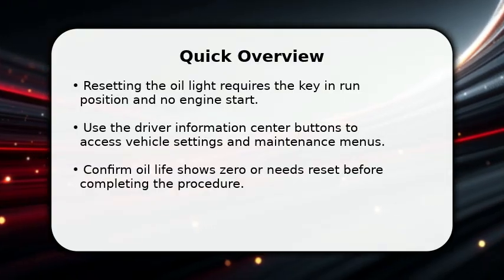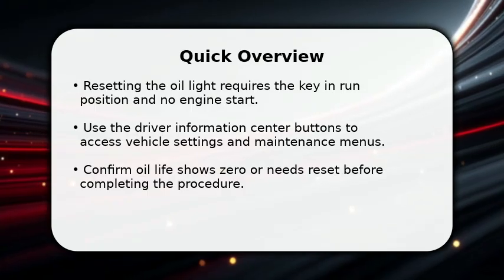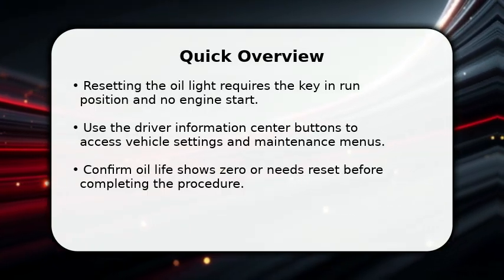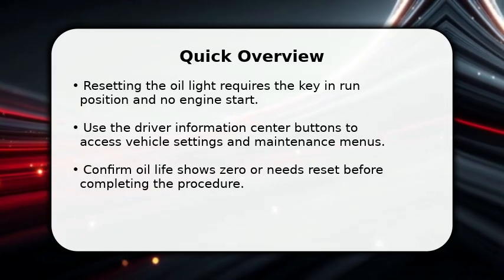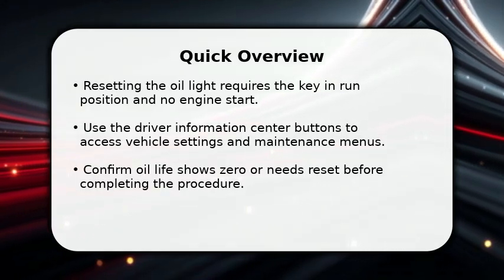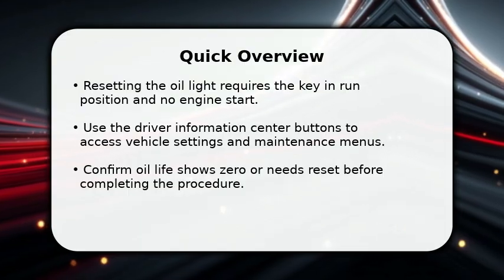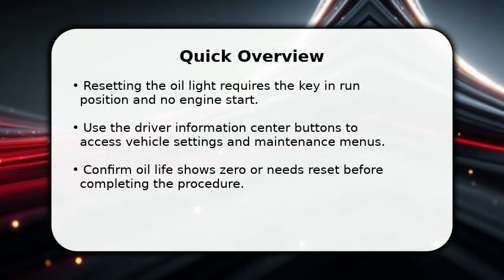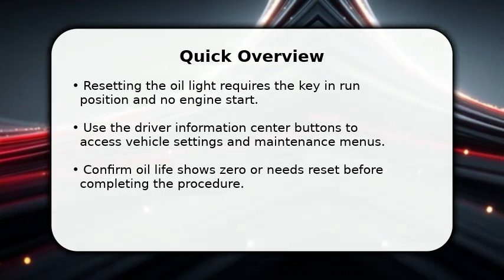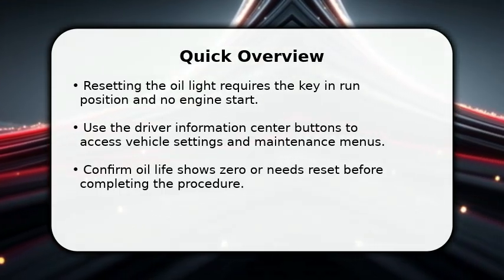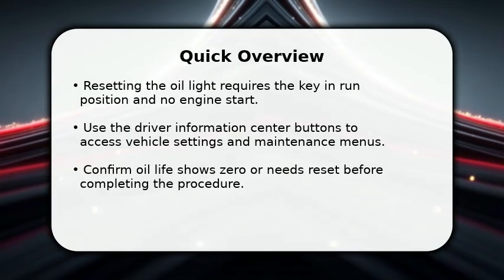In this video, I will show how to reset GMC Terrain oil light. Turn the ignition to run without starting and locate the Driver Information Center buttons on the steering wheel. Navigate to the Vehicle Information menu, find Oil Life, and follow the reset prompt. Hold the Set or Check button until the display confirms reset. I'll walk you through each step slowly and clearly so you can do it confidently.